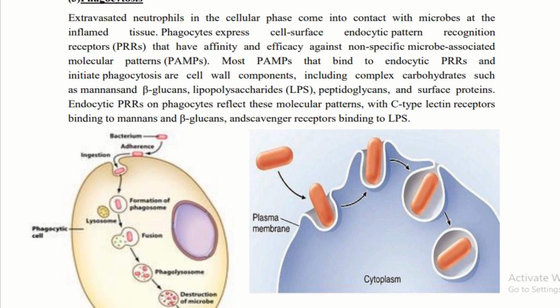Most PAMPs that bind to endocytic PRRs and initiate phagocytosis are cell wall components including complex carbohydrates such as mannose and beta-glucans, lipopolysaccharides, peptidoglycans, and surface proteins. Endocytic PRRs on phagocytes recognize these molecular patterns with C-type lectin receptors binding to mannose and beta-glucan and scavenger receptors binding to LPS.